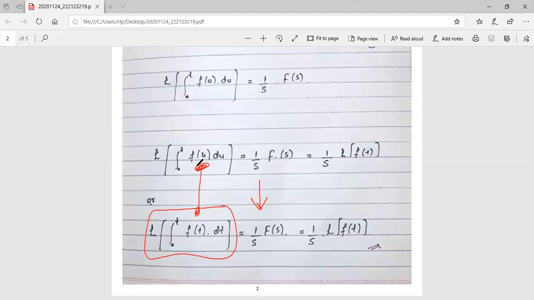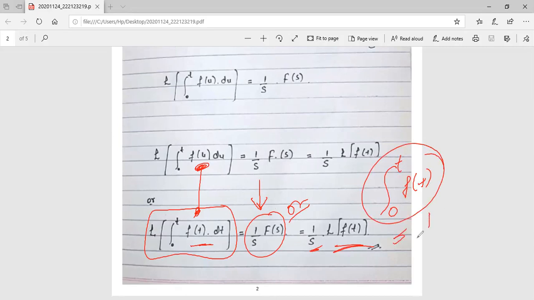Instead of writing f of u, we will write here f of t. This is your common function, and remaining as it is, 1 divided by s into f of s is equal to 1 by s into the Laplace transformation of f of t. This property means that wherever you get the integral from 0 to t of the f of t function, instead of writing this function, your formula is 1 by s into the Laplace transformation of f of t.